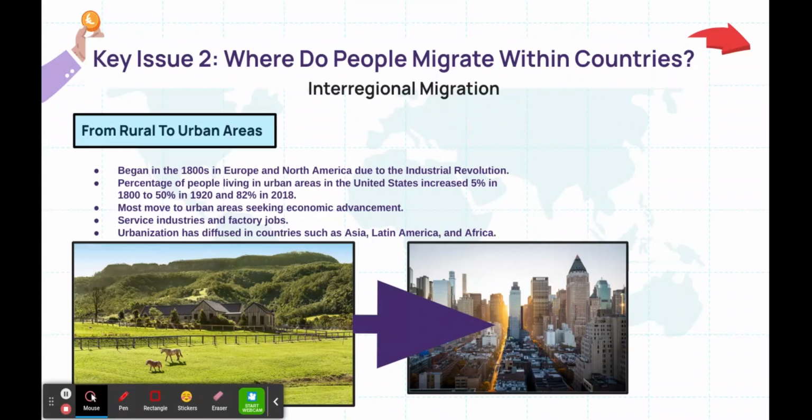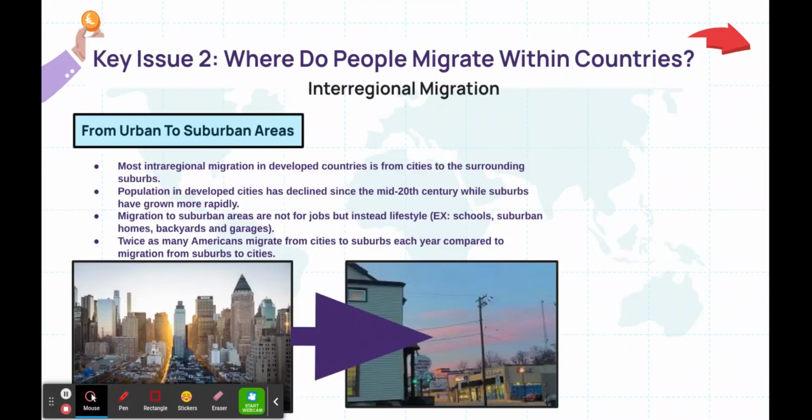Migration from rural to urban areas initially began in the 1800s in Europe and North America as part of the Industrial Revolution. As with interregional migrants, most people who move from rural to urban areas seek economic advancement, and they are pushed from rural areas by declining opportunities in agriculture.